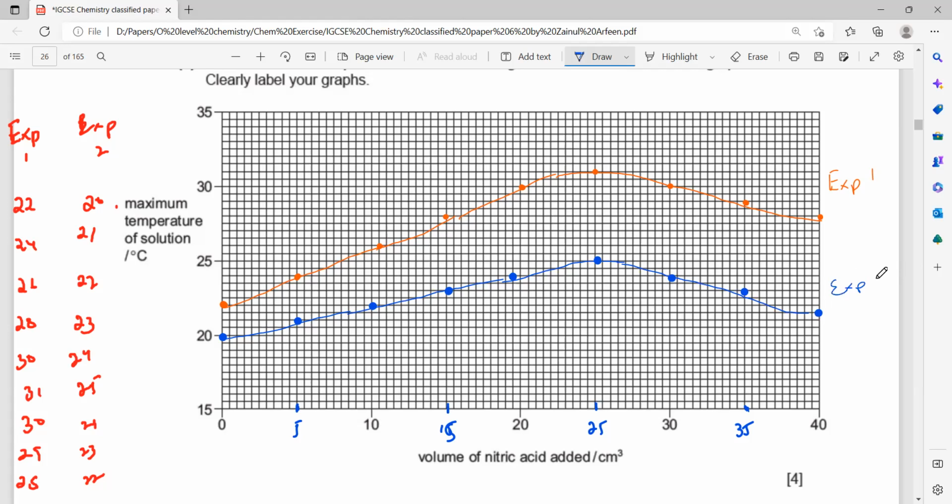This is for experiment 2. So these are the two graphs. One is for experiment 1, another one is for experiment 2. As I mentioned, draw a smooth line, so you don't need a ruler or scale here. Don't use a ruler to join from one point to another. Use a free hand.